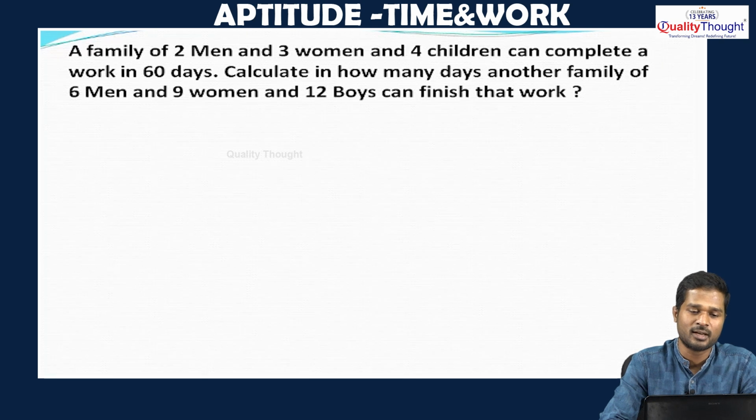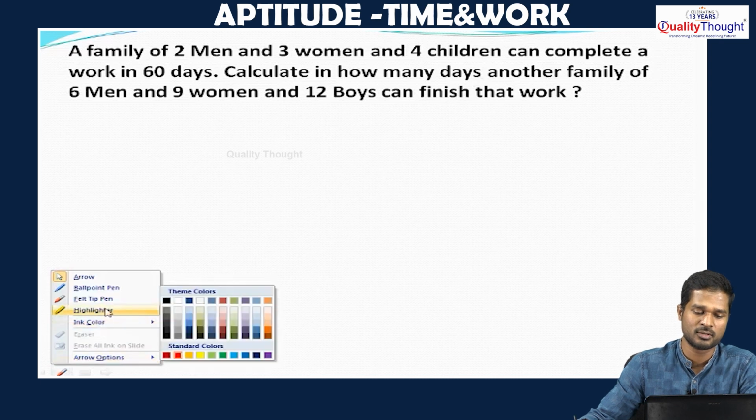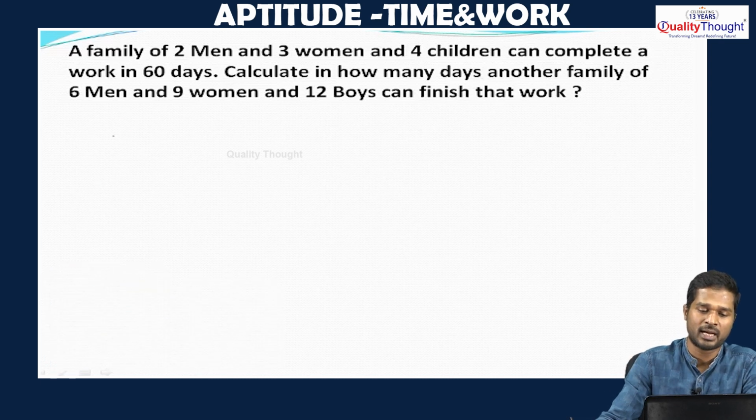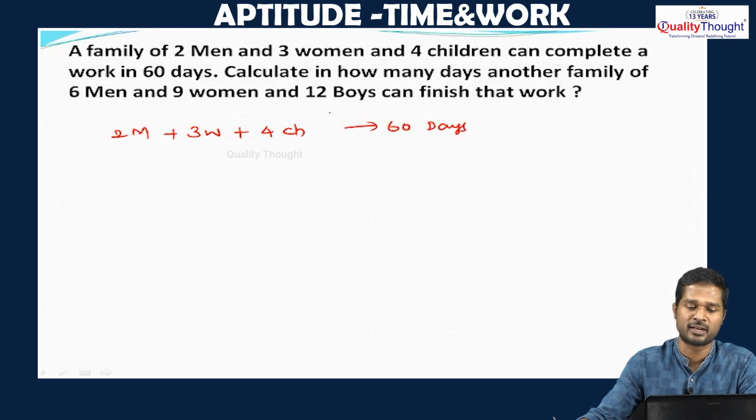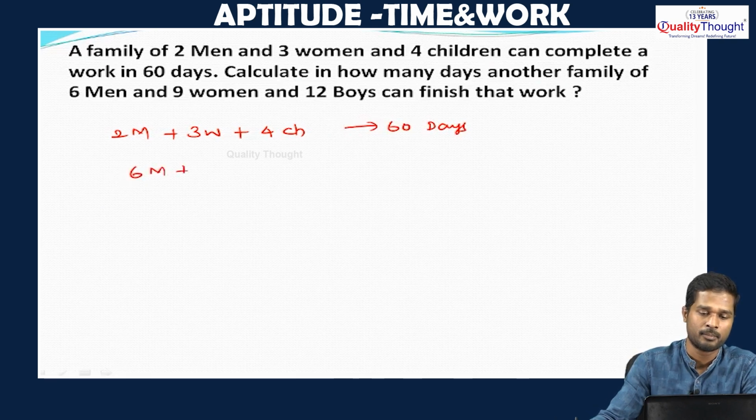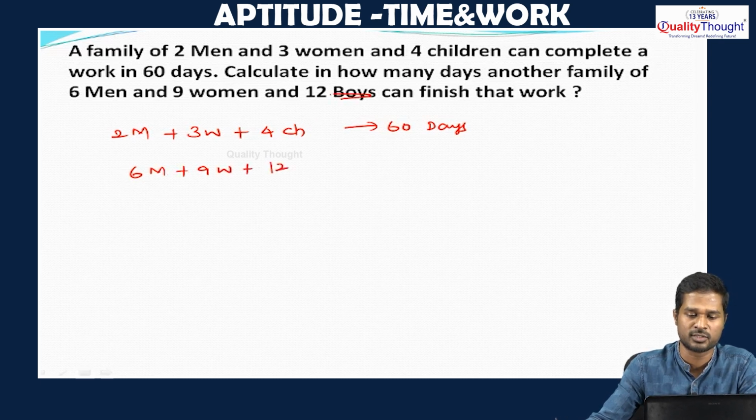Now the question says a family of 2 men, 3 women and 4 children can complete a work in 60 days. So this is a question where we have multiple people. So we have 2 men plus 3 women plus 4 children who can complete a work in 60 days. Calculate in how many days another family of 6 men plus 9 women plus 12 children will complete the work. You can take here, instead of boys, children, that will be good. Let us take this as x days.